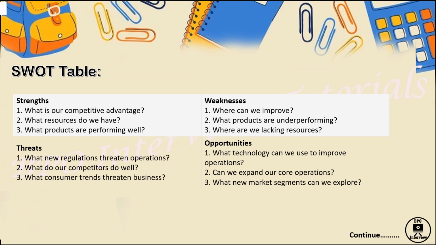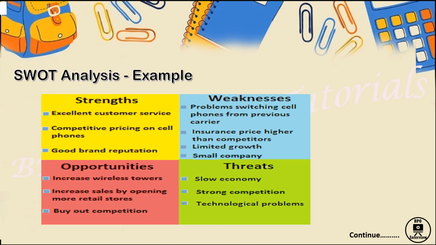Okay, let's move to the SWOT table. I just told you guys that it is a 2 by 2 matrix, right? So I'll give you an example also. You will get to know how this 2 by 2 matrix is used. So this is just a table. You can see strength: what advantages, competitive advantage you have, what resources you require, what products are performing really well. Weakness: how we can improve, what products are underperforming, where we are lacking with the resources. Threats, opportunities. In this way you can see this table and identify which particular problem you need to work on.